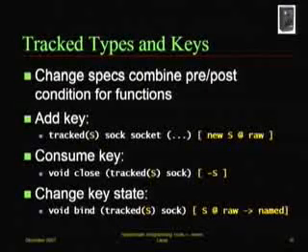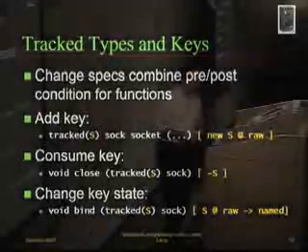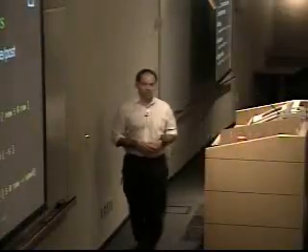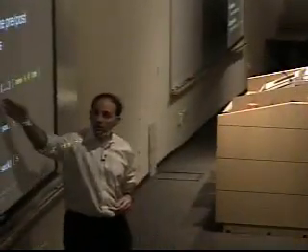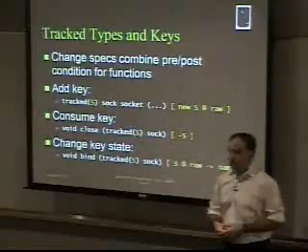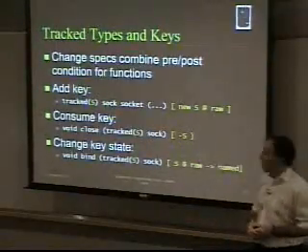Let me just put all this down. There are a couple of things you can do with these tracked types. First of all, in the case of socket, what we're going to do is actually create a new socket. So we have to create a new key to go with that socket.